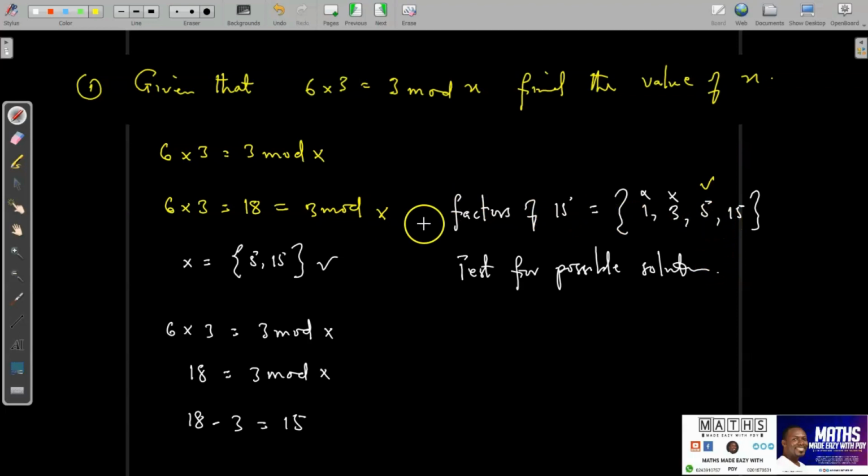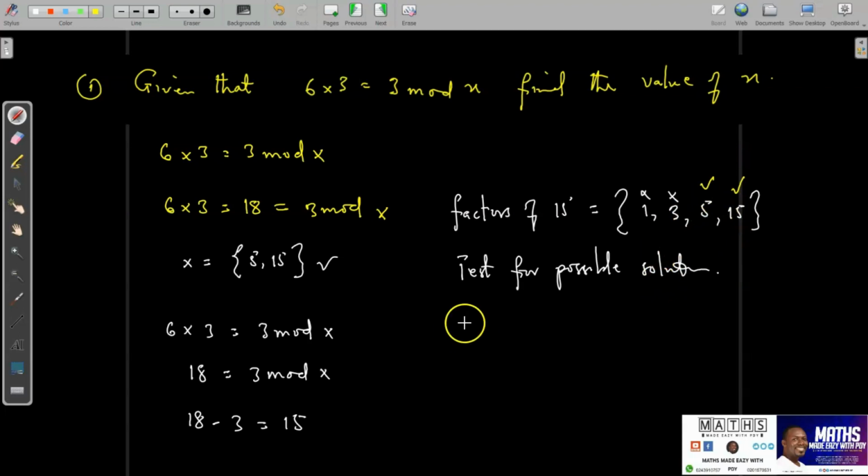Now, if you are working in mod 15, 18 divided by 15, you get 1 and there's a remainder of 3. So therefore, 15 is also a possible solution. So that's how you test for your right solutions.